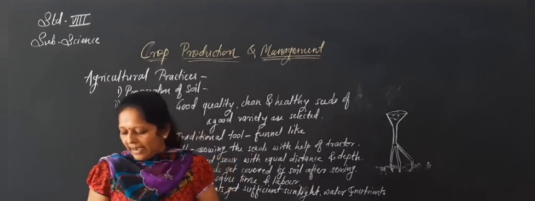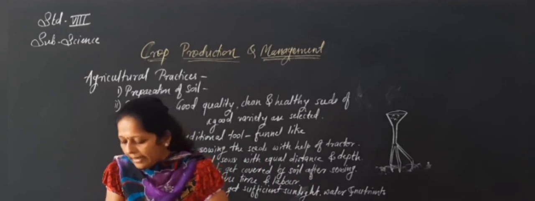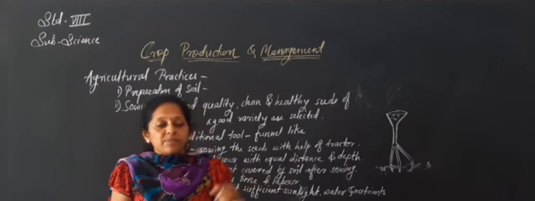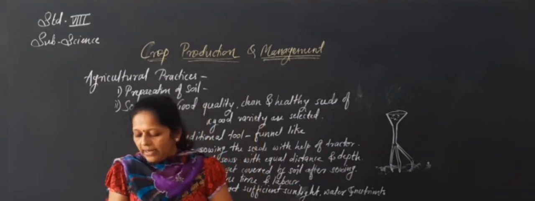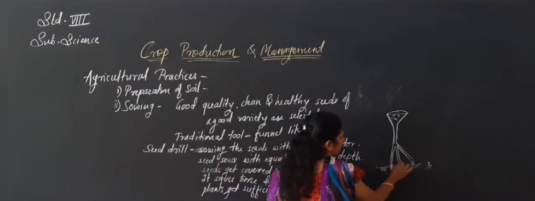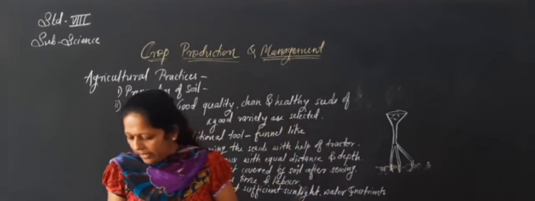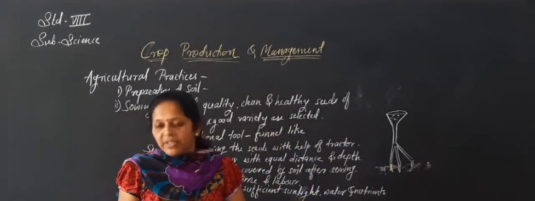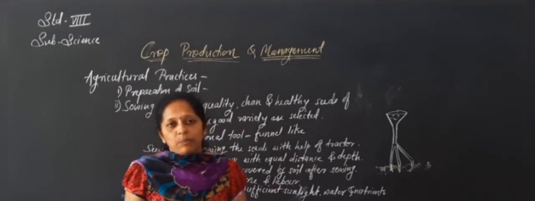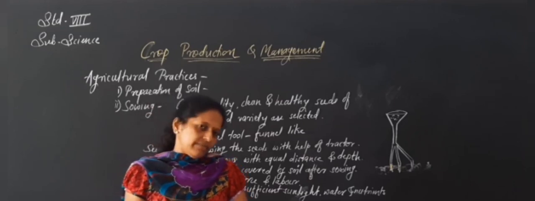So this traditional tool used for sowing seeds has a funnel like structure passed down through two to three pipes. From that it moves down and pierces, because it has sharp ends. If you observe, these sharp ends go piercing into the soil and place the seeds there. That is the traditional tool, which is a funnel like structure.